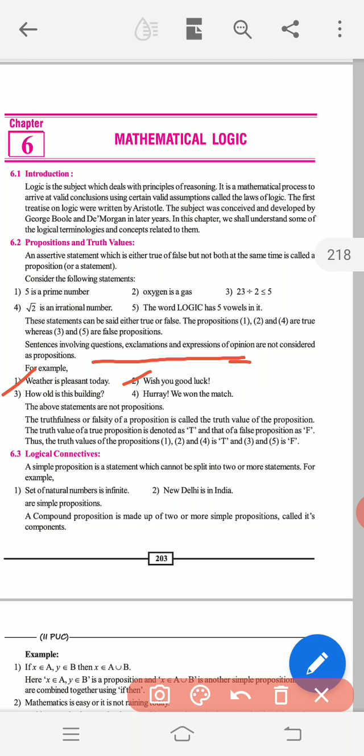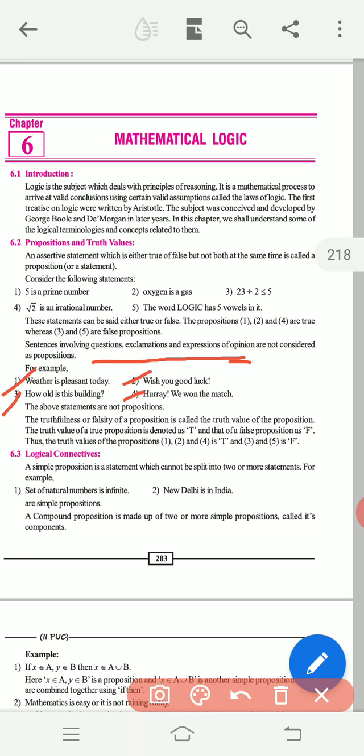See a third example. How old is this building? How old is this building means that is a question. This building means we can consider any building. Therefore, it is also not considered as a proposition. See next one, fourth one. Hurry, we won the match. This is also an exclamatory statement. Therefore, we cannot consider it as a proposition.